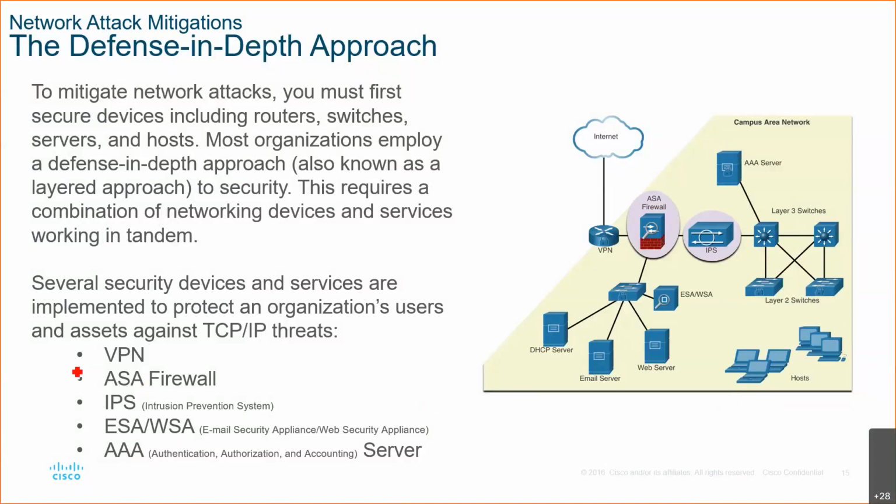We have to use a VPN, a firewall, and an IPS. We have to use a proper ESA and WSA, that is your email security appliance and web security appliance. And we should always use a server which incorporates AAA: authentication, authorization, and accounting. As a system administrator, remember all these things: authentication, authorization, who can access what, and have an audit on everything that the user does.